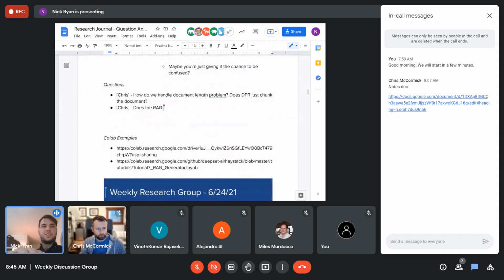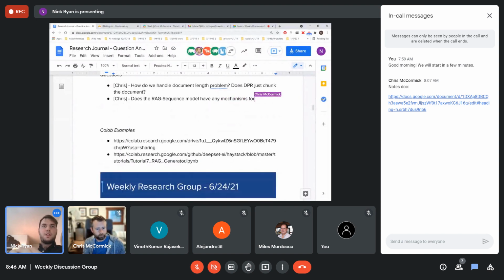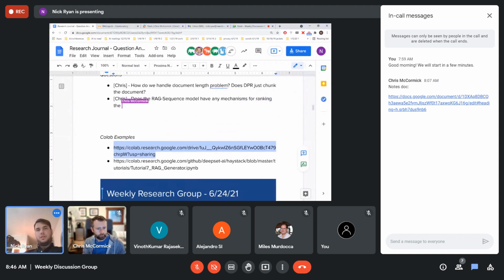All right, so we've got a little time. I'll share a couple of Colab examples. Let's see. There we go. So we have one Colab example that I created that is using RAG from the Hugging Face implementation, and it's implementing your own data set.